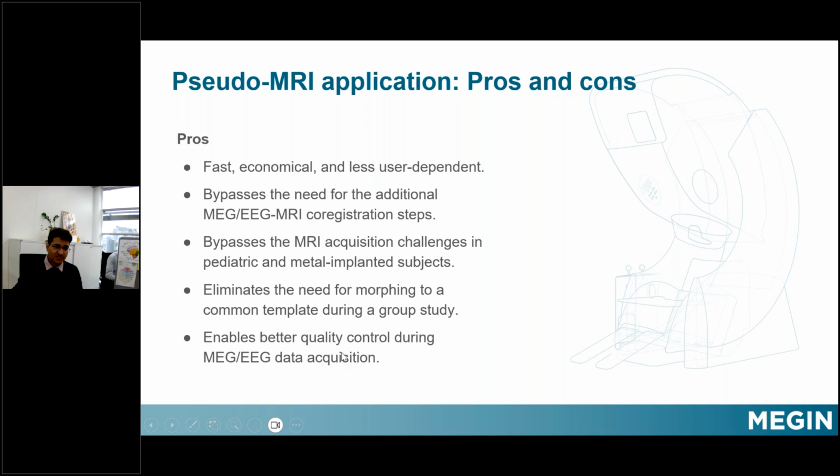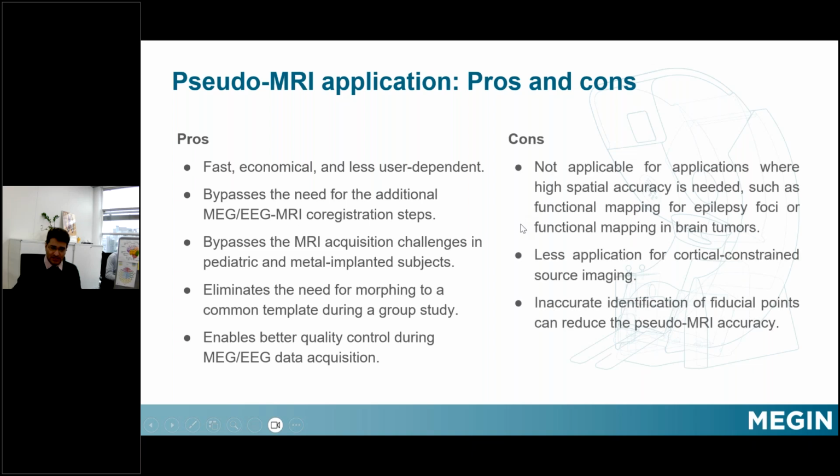So you can also generate the pseudo MRI and see the source level visualization and the quality of the data you are acquiring during your data acquisition. So you can visualize that at source level, if you can use it in real time. There are certain cons. You have to consider these.